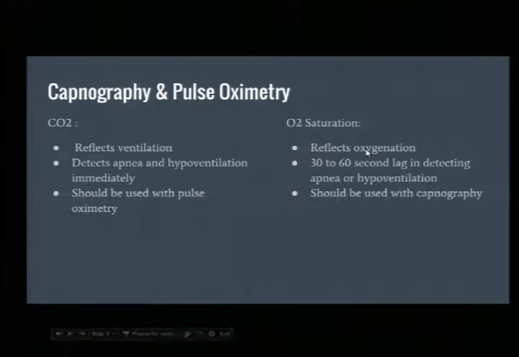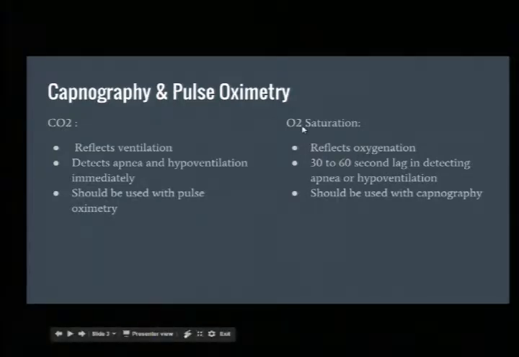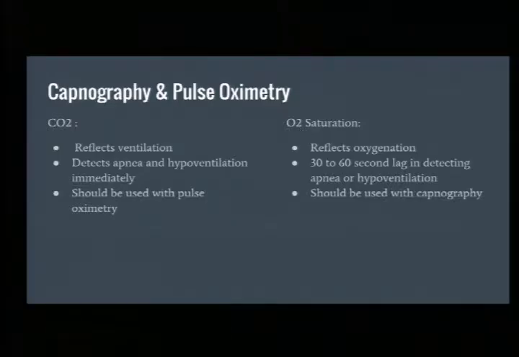Your CO2, which is what you're picking up, reflects your ventilation. You'll detect apnea and hypoventilation immediately, and it should be used in conjunction with pulse oximetry. Your O2 sat will reflect your oxygenation, whereas your CO2 monitor is reflecting your ventilation.